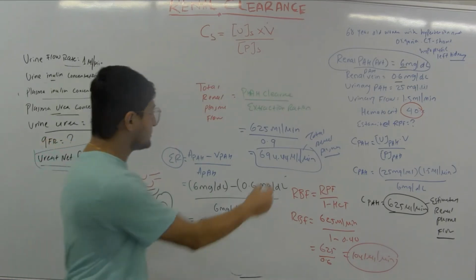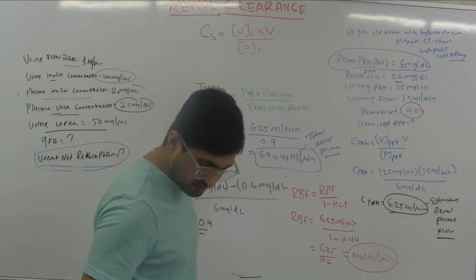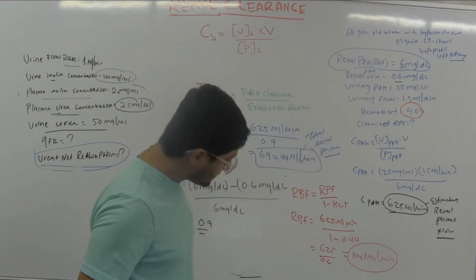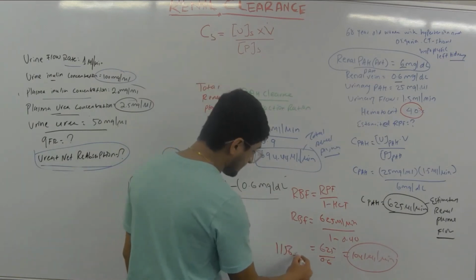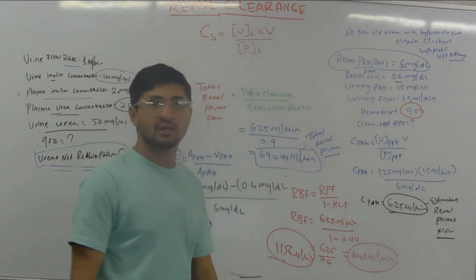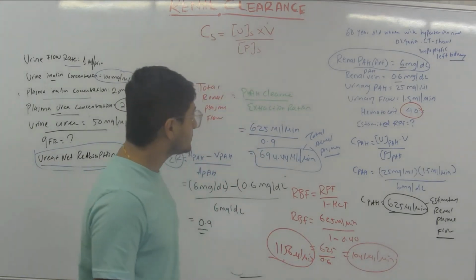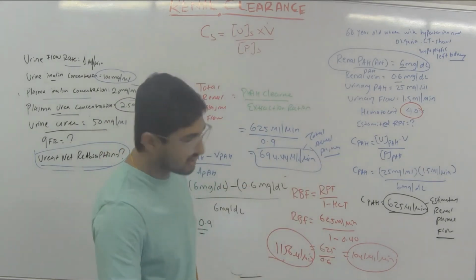And if you use this other number, we can do that too. So the true number is 694 divided by 0.6, about 1156 ml per minute. That's what you get, okay? And this is how you can calculate the renal blood flow. So we use all these numbers to calculate the renal blood flow, okay?